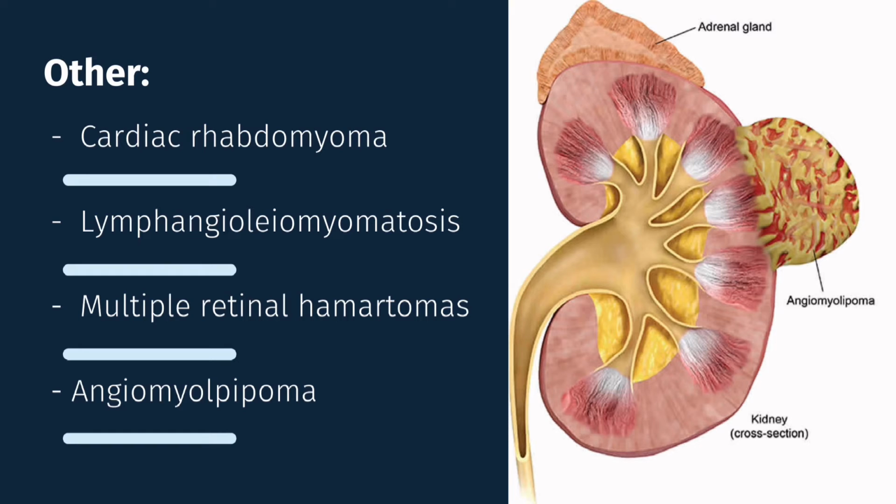And then there's multiple retinal hamartomas, which affects the eyes. And then there's angiomyolipoma, which again is a type of tumor, except this time it affects the kidneys. A photo of this tumor is shown on the right side of the screen. As you can see, there's the kidney, and then there's something attached to it, which is a tumor.